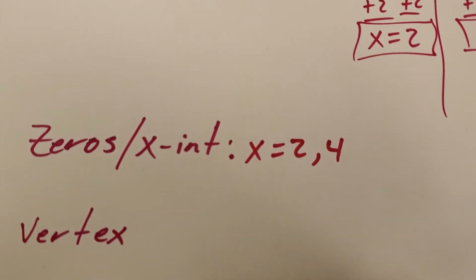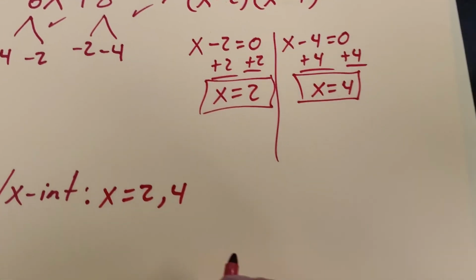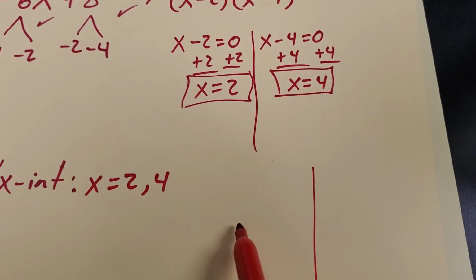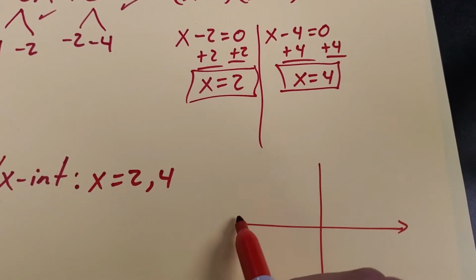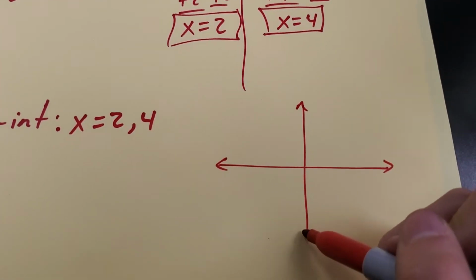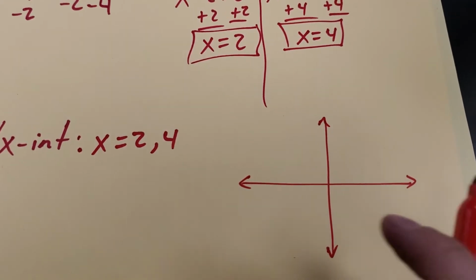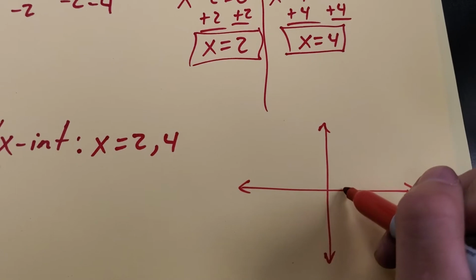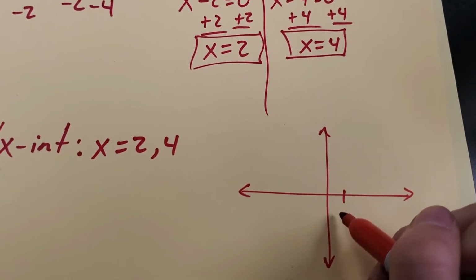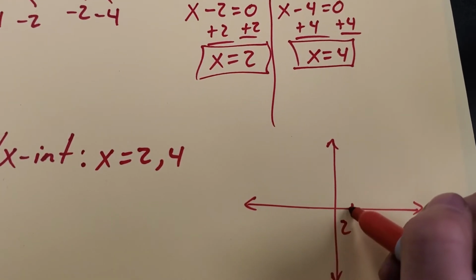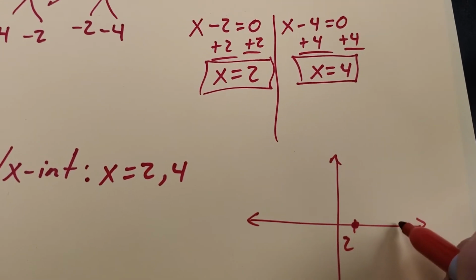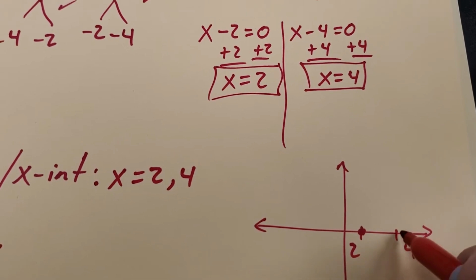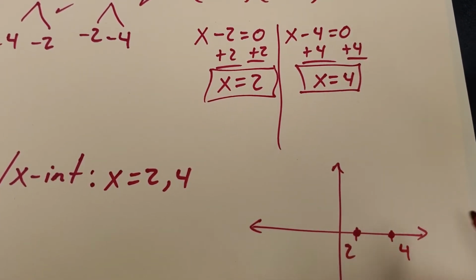Great. I need to find my vertex. For that, let me be graphing this problem as well. There's my y-axis, there's my x-axis. Again, the 2 and the 4 are my x-intercepts. That means that at 2, my graph will go through this point, and it'll also go through it at 4. The graph will go through these two points.